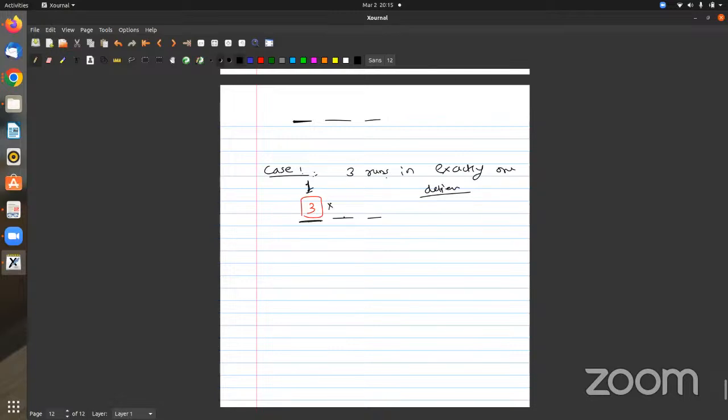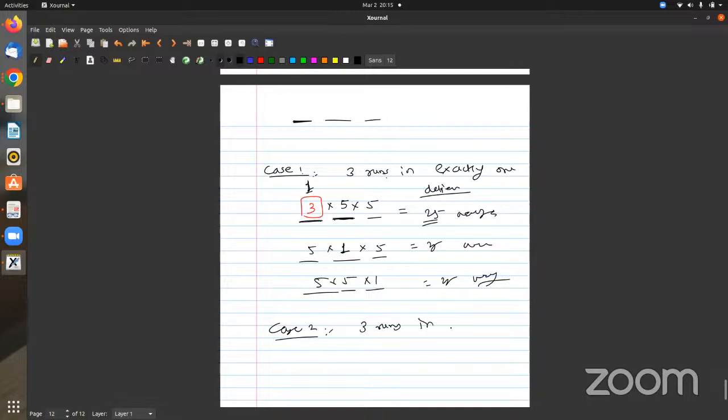Exactly. So in the second ball, how many runs can he score? It should be 5 and 5. So the total number of ways is 25 ways. Similarly, he can score 3 in the second position. How many ways are there? Again only 1 way. Same thing, so again it repeats: 25 ways. Similarly, 5 and 1, 25 ways.